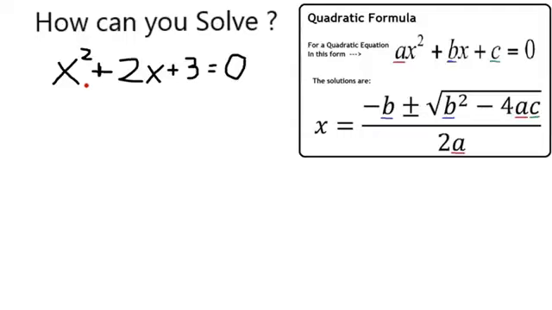Here we have a quadratic equation, and usually the easiest way to solve them is by factoring. So if we look at 3, we want to see if we can find factors of it which add up to 2. But the only factors of 3 are 3 and 1, which do not add up to 2.